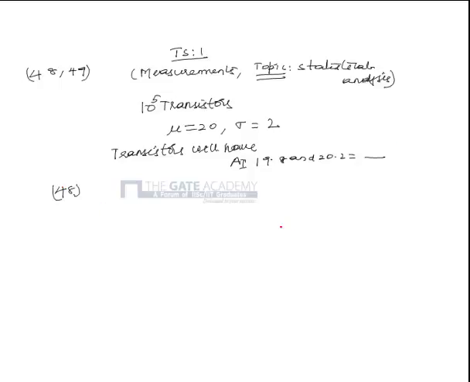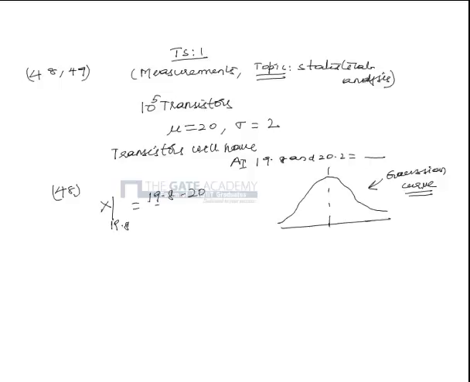As we all know, whenever a process or a batch process is followed, they all fall in a Gaussian curve. I'm drawing the Gaussian curve. Now we will normalize this Gaussian curve, where x of 19.8 gives me (19.8 minus 20) by 2, which is nothing but minus 0.1 times sigma. So I am normalizing with respect to the standard deviation. The other value is 20.2, and if I normalize that also with respect to standard deviation, I get 0.1 sigma.